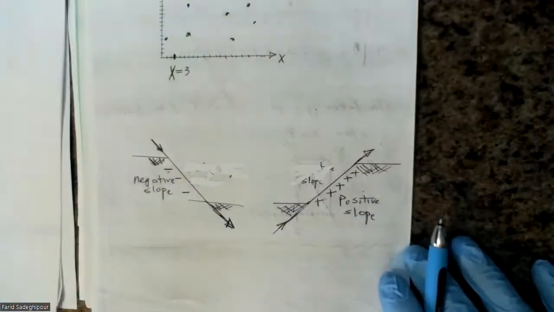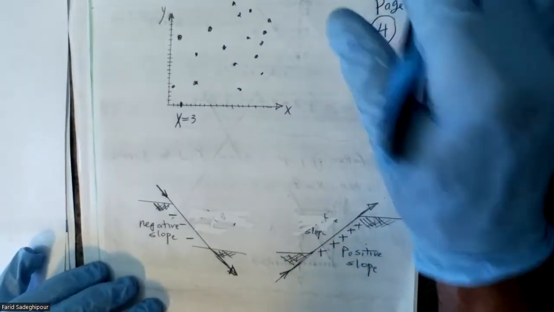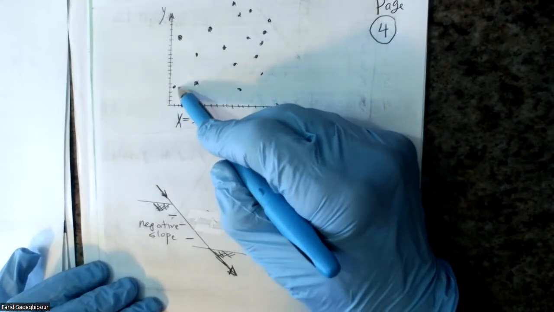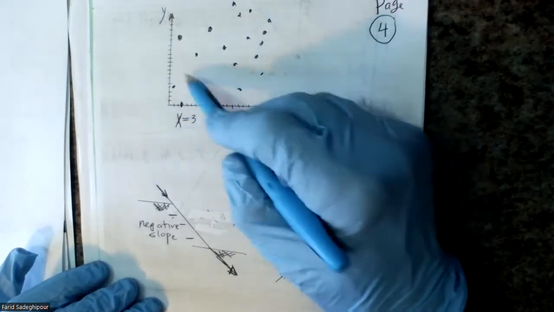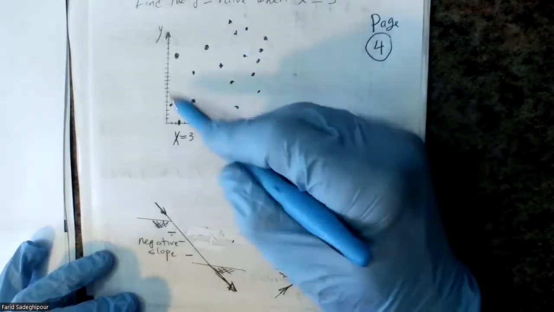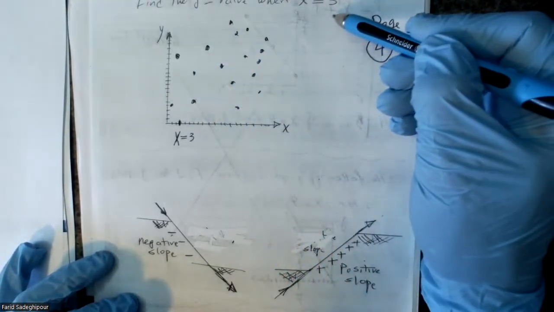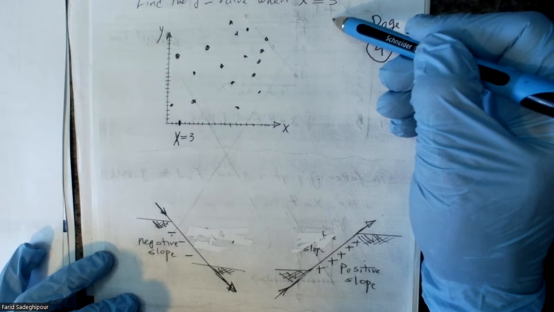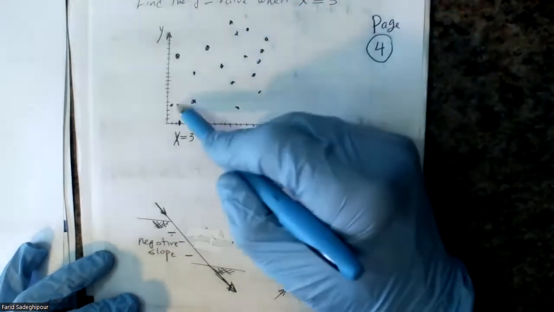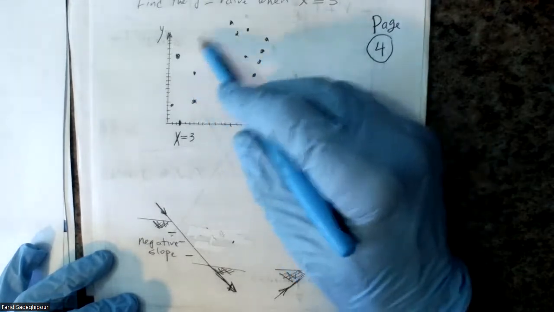What if you have a graph like this? All the points are scattered, so I cannot draw a straight line that has all the points clustered around it. So there is no good correlation here. In that case, when you have the value x = 3, you cannot find the y value because you cannot draw the straight line. All these points are scattered.